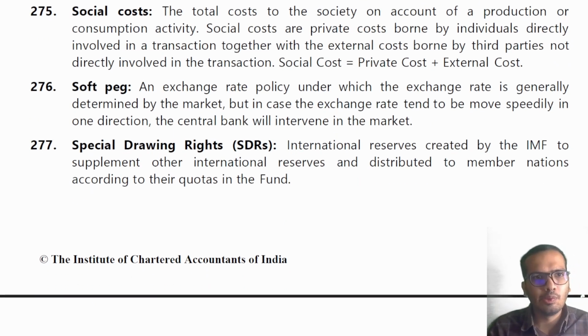Then we have number 276, soft peg. So it's an exchange rate policy under which the exchange rate is generally determined by the market, but in case the exchange rate tends to move speedily in one direction, the central bank will intervene in the market.